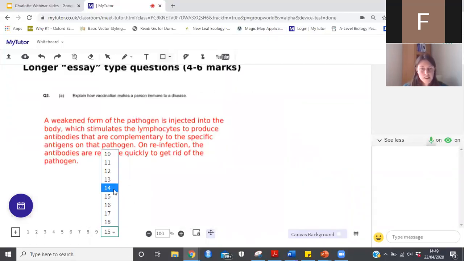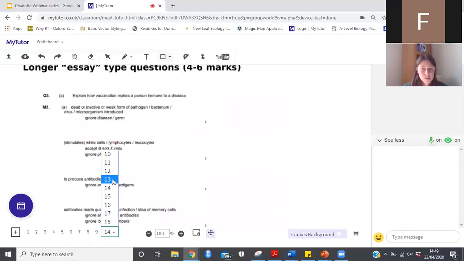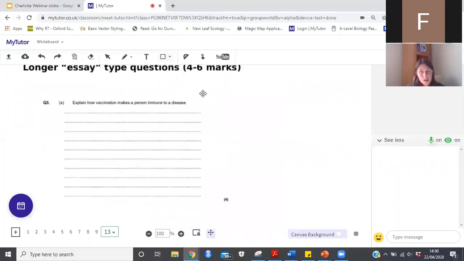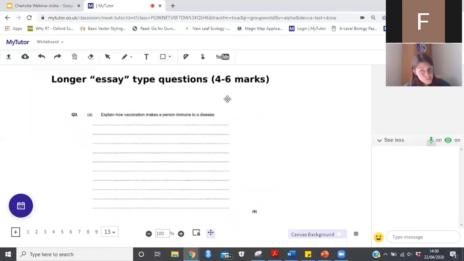Okay, longer essay type questions. Oh, gone too far. Okay, so I've got 2 of these that we're going to have a look through. We've got 10 minutes left, so we're going to run through these quite quickly. I think we've answered most questions as we've gone along, so that should be okay. So 4 to 6 marks. Our first one, we'll underline the keywords as we've been doing all along.